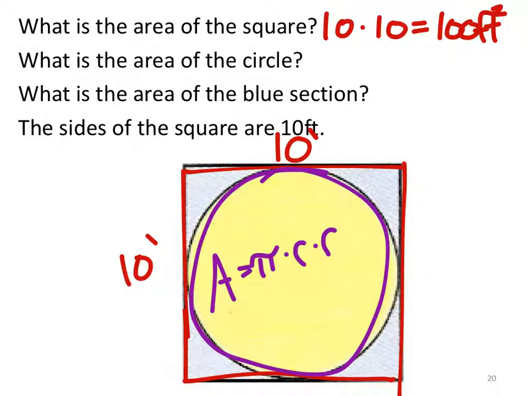Everyone should have a pi button on their calculator. If you don't have a calculator, get one. Because the pi button is extremely convenient. If you don't have a pi button on your calculator, just use 3.14.